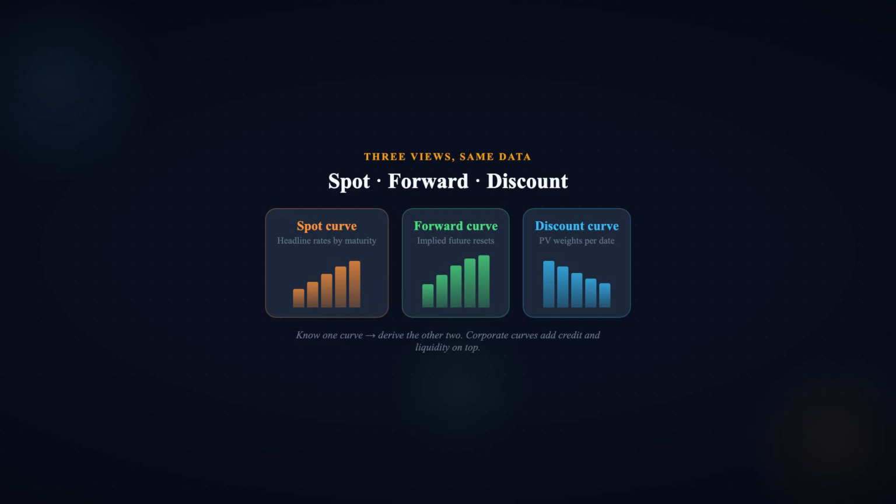Third, the discount curve. This is the set of discount factors, B(0,t), for each maturity. It tells you the actual present value weight you would apply to a cash flow at each date. All 3 curves carry the same information, just viewed from different angles. If you know the spot curve, you can derive the forward curve and the discount curve. If you know the discount curve, you can recover the spots and the forwards.